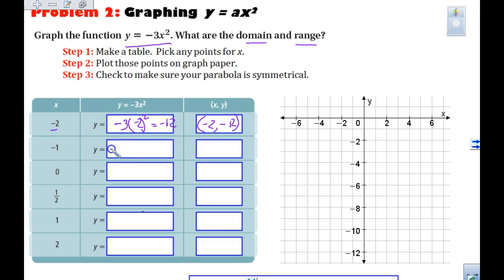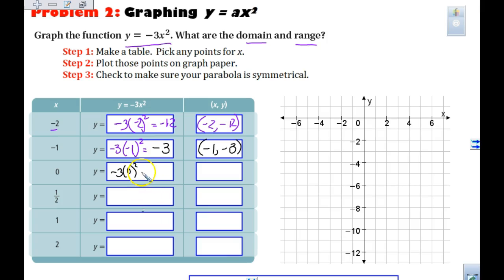We're going to substitute in the next one. We have negative 3 times, we're replacing our x with negative 1 and squaring it. Negative 1 squared is 1. 1 times negative 3 is going to leave us with negative 3. So my ordered pair is negative 1, negative 3. Could you start plotting those on your graph at the same time? If we continue with that one, putting in 0. Don't you just love 0 on our tables?